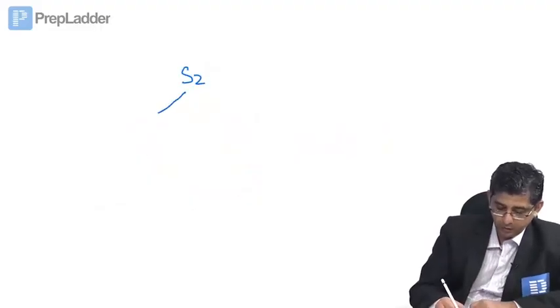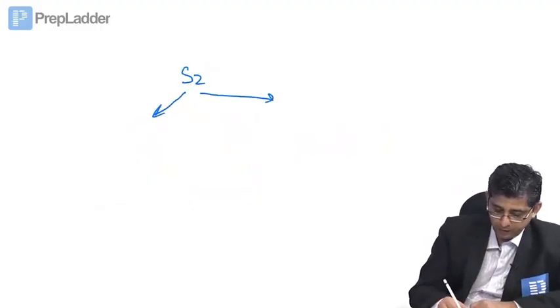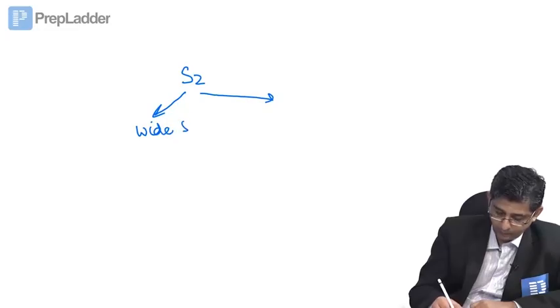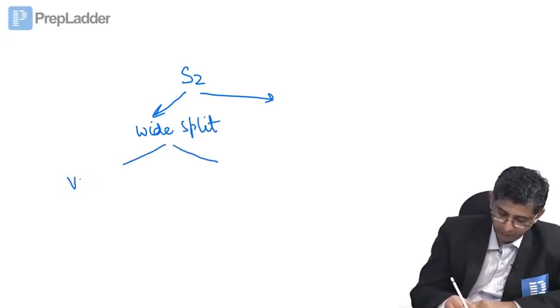Second heart sound in an MCQ can be asked as either wide split or narrow split. For wide split, there could be two possibilities. Either it would be variable split or it could be fixed split.